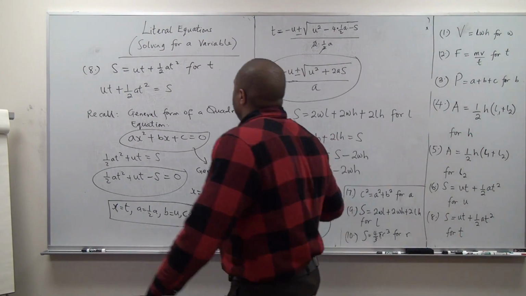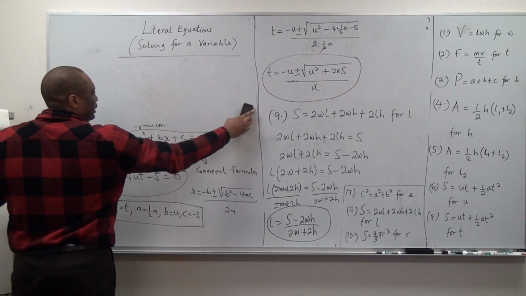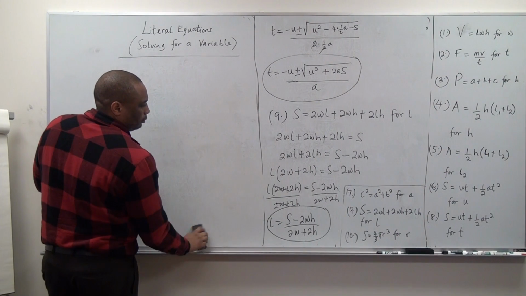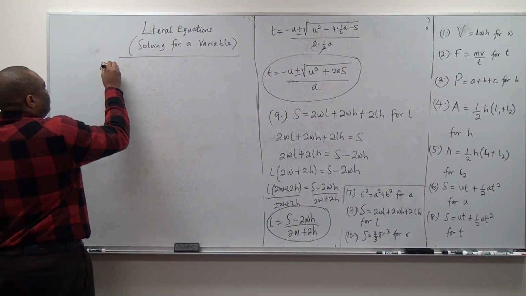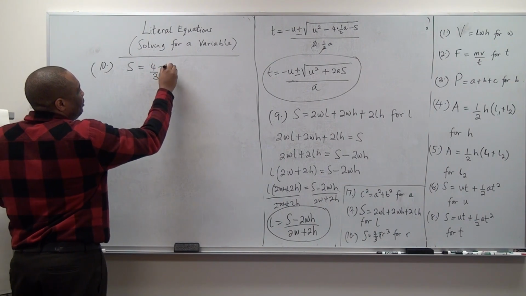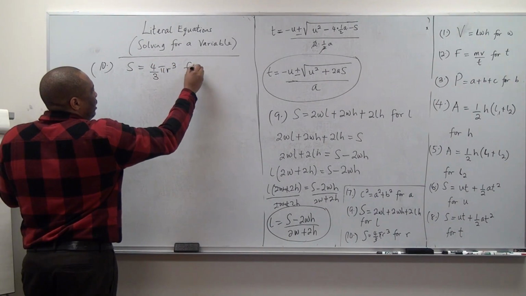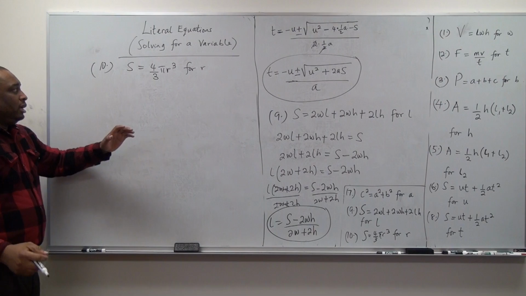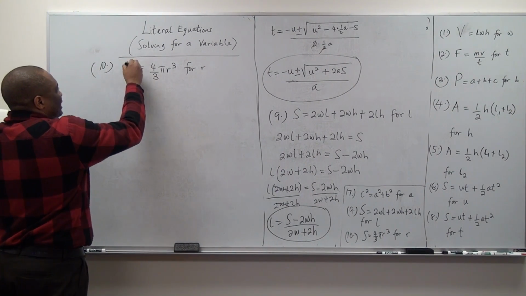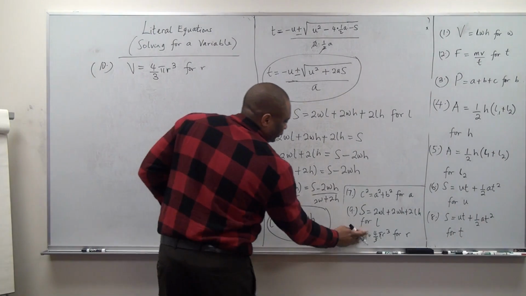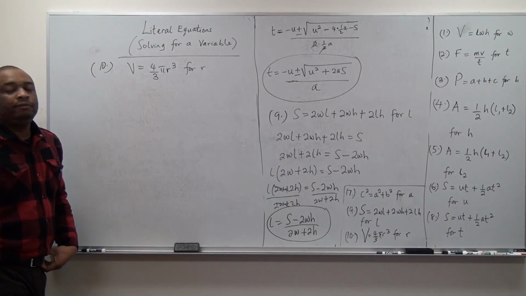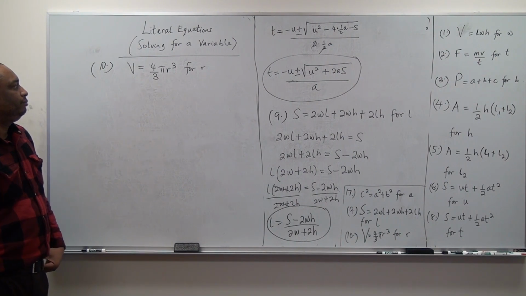Okay. The last question, the last one. Number 10, let's do a sample of the cube: 4 over 3 pi r cubed. And you're told to do it for r. This should be the volume of a sphere, V. 4 over 3 pi r cubed, volume of a sphere.